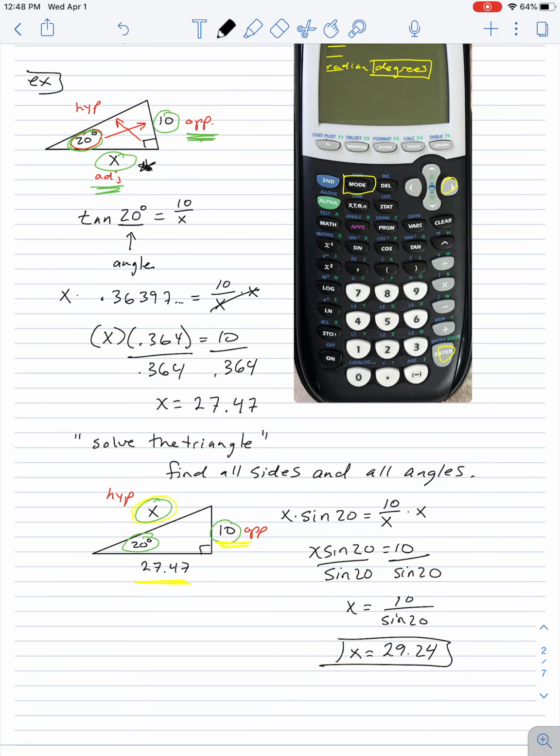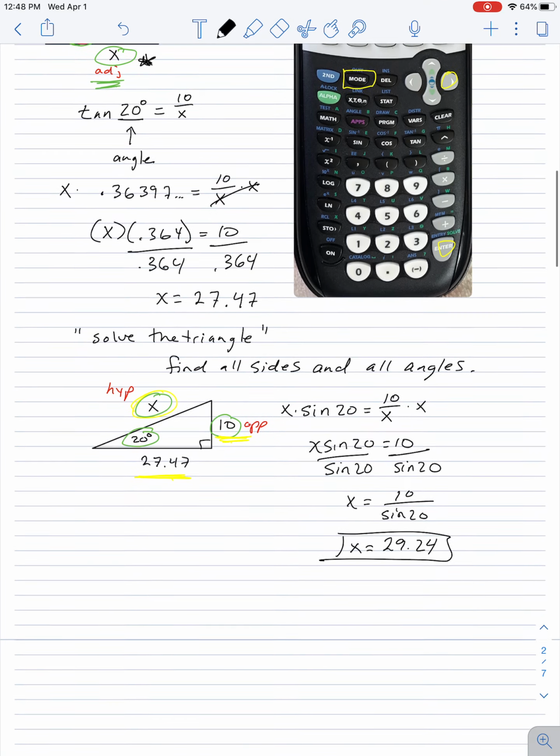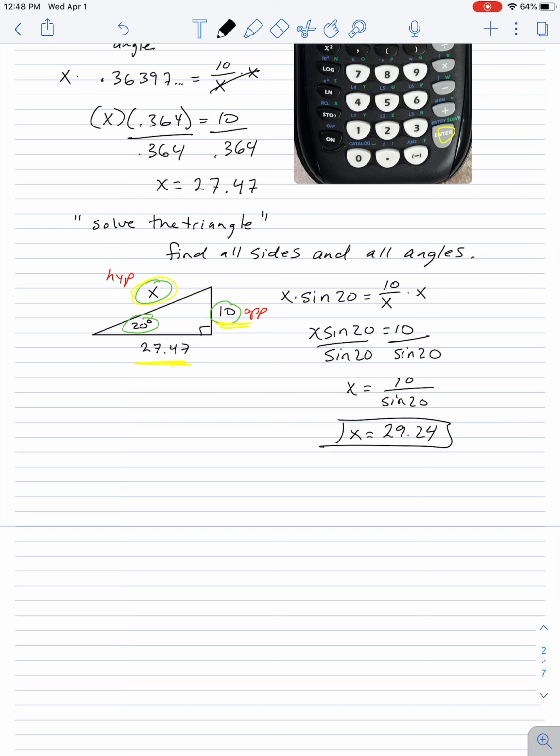There's another way to do this problem. You don't have to set up a second trig function. You can use what we call the Pythagorean theorem. This is something that you want to memorize, if you haven't already. We will use it quite a bit this semester.